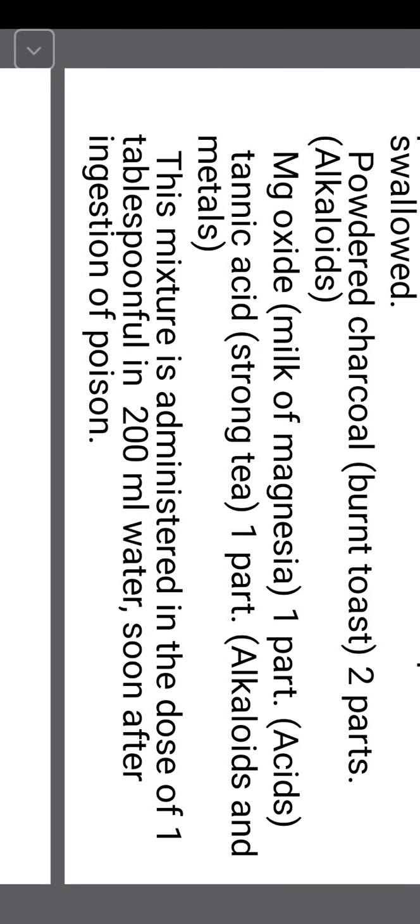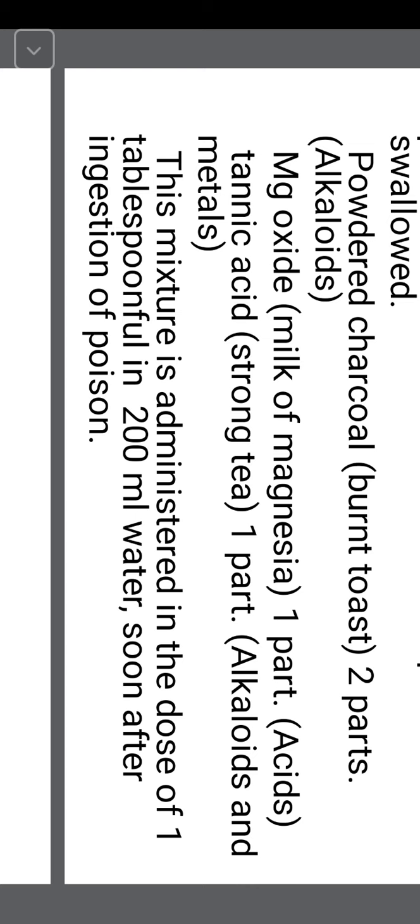Okay, so how is this universal antidote prepared? First is powdered charcoal. The first part of the universal antidote is powdered charcoal. As we have studied in the previous part, it is active against alkaloids. It will neutralize the alkaloids. It is to be taken in 2 parts. Powdered charcoal is burnt toast. So powdered charcoal, that is burnt toast, is to be taken in 2 parts.